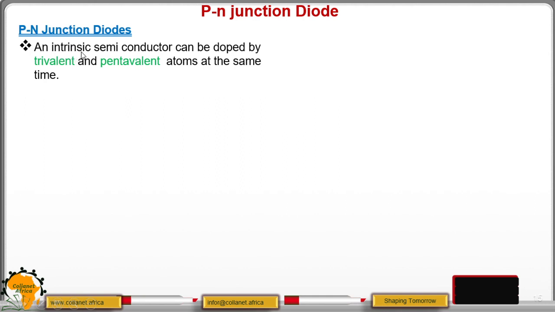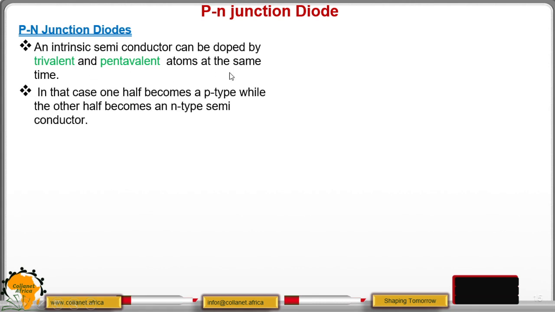Now we have that a pure semiconductor, which we call an intrinsic semiconductor, can have impurities added in a process that we call doping, by trivalent and pentavalent atoms at the same time. In other words, on one side you dope using trivalent and on the other side you dope using pentavalent. So it implies that one half becomes a p-type while the other half becomes an n-type.